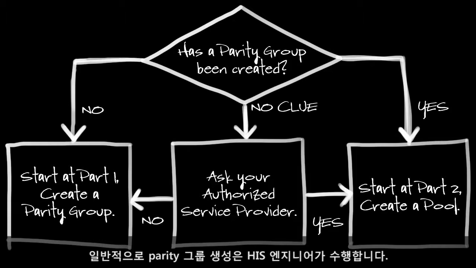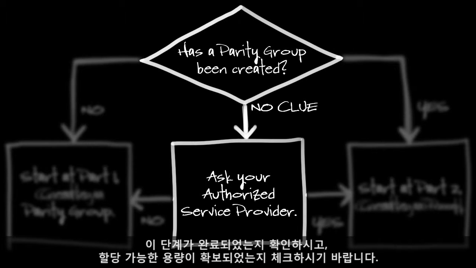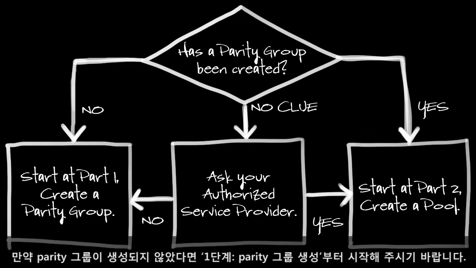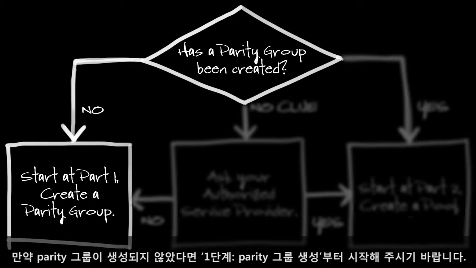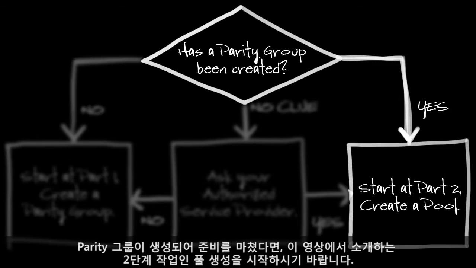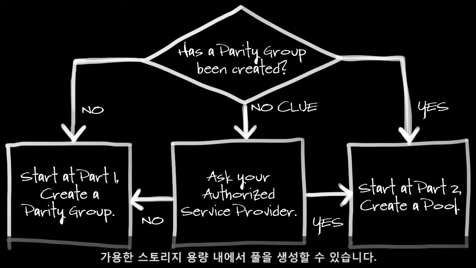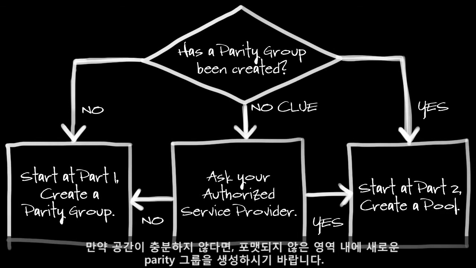Typically, parity group creation is done by a Hitachi Data Systems representative or your authorized service provider. Verify with them that this task has been completed and a storage capacity is available for allocation. If a parity group has not been created, please begin following the steps starting from Part 1, Create a Parity Group. If a parity group has been created and is available, start at Part 2 of this video, Create a Pool. You may continue to create pools as long as you have storage space available. If you run out of storage space, create new parity groups from any available disks that are not formatted yet.